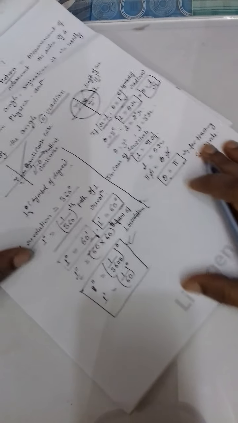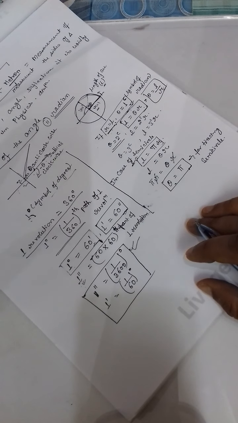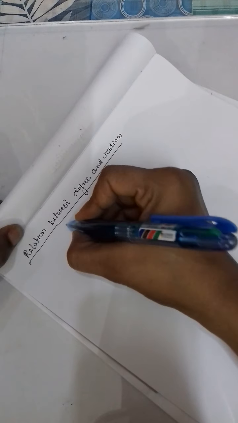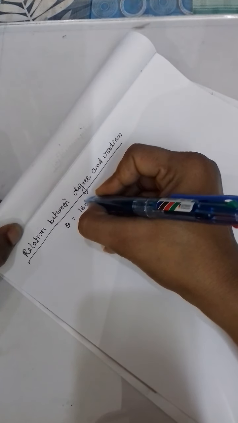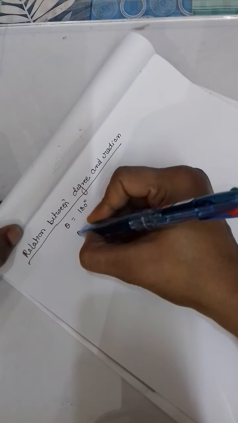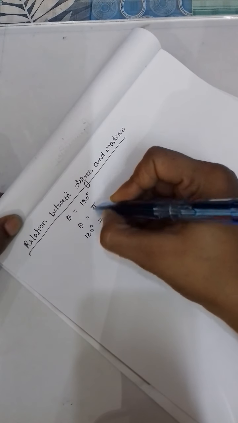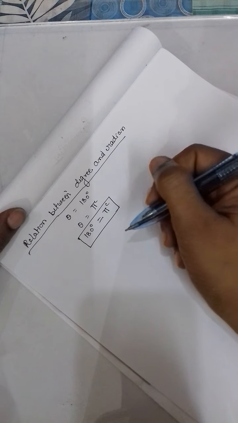Now students, tell me, in semicircle, what is the measurement of angle in degree? We know that the degree measurement in semicircle, theta is equal to how many degree? 180 degree. In previous we know that theta is equal to pi. Pi means what? 180 degree is equal to pi radian. Pi is the radian quantity. So now this thing is used to convert it.